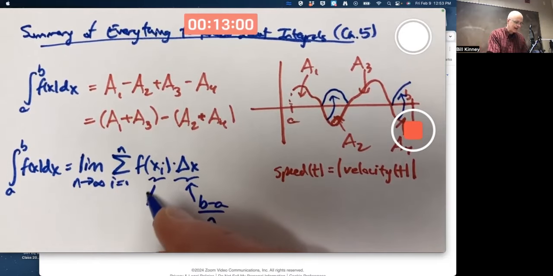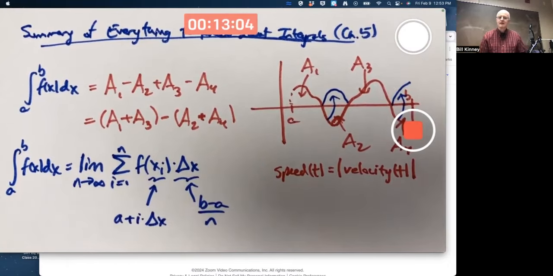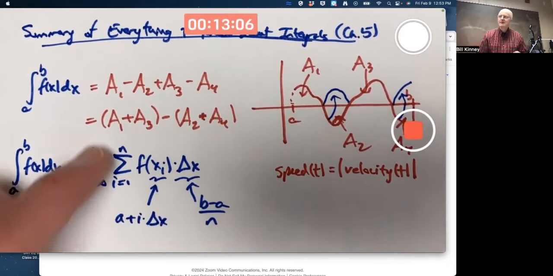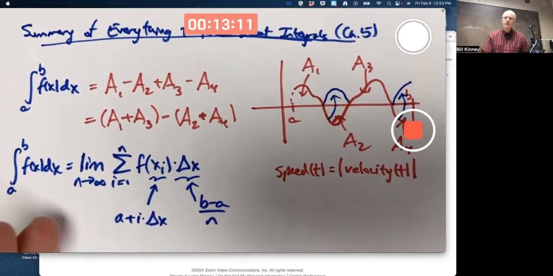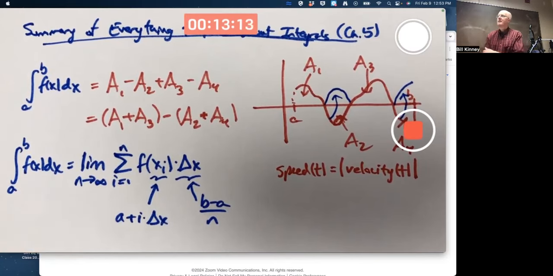And xi is a plus i times delta x. If I'm starting i at 1 and going up to n, that corresponds to a right-hand sum. Letting n go to infinity makes all the rectangles skinnier, and there are more of them. There are always n rectangles. Does this limit exist? If it does, and it will if your function is nice, like a continuous function, then the limit will equal the integral.